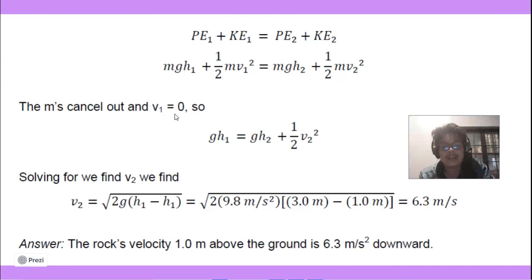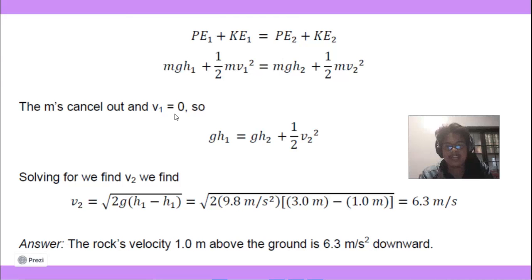Okay, and thus, substitute lang, since given naman lahat, yung height 1, which is 3 meters, yung height 2, which is 1 meter, and the gravity is 9.8 meters per second squared, and the velocity 2 yung hinahanap, or the final velocity. Okay, transpose lang yan, and makukuha nyo na yung sagot. Transpose and then substitute, you will be able to get the final velocity.